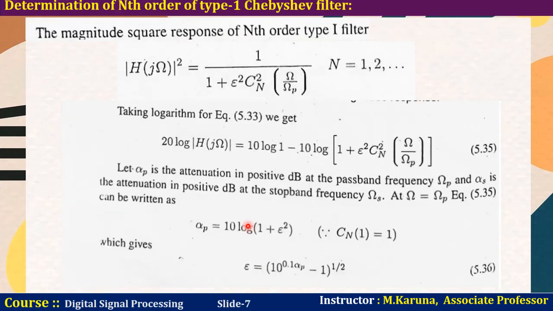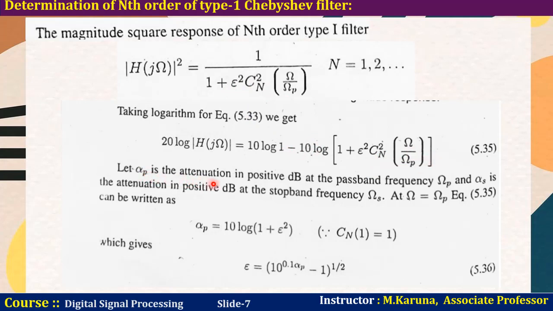Next, let us derive the order n of the type 1 Chebyshev filter. This is the magnitude response of the nth order type 1 Chebyshev filter: modulus of H of j omega squared equal to 1 by 1 plus epsilon squared Cn squared of omega by omega p. Let us take logarithm on both sides of this equation. Because of this square term, we get 20 log H of j omega equal to numerator 10 log 1 minus denominator 10 log of 1 plus epsilon squared Cn squared of omega by omega p.